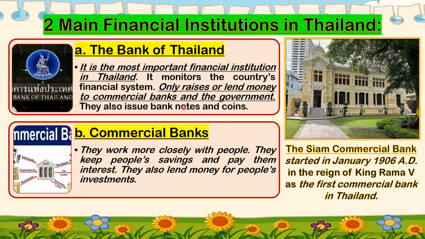So what do you mean, class, by commercial banks? Okay, a commercial bank issues loan money. They provide services to people like mortgages, car loans, business loans, and even housing loans. Now, class, commercial banks closely work with people. They keep people's savings and pay them interest to gain money, of course. They also lend money for people's investment, because you can borrow money from the bank and you can pay it monthly or quarterly. It depends on the condition of the bank.